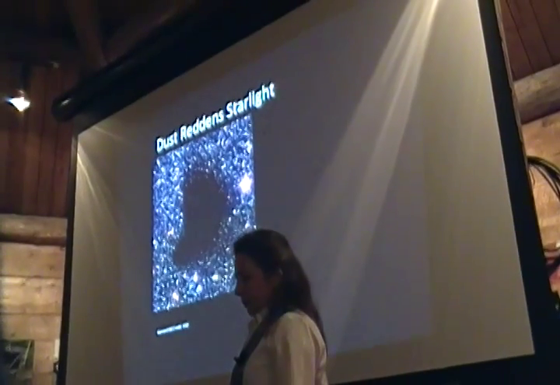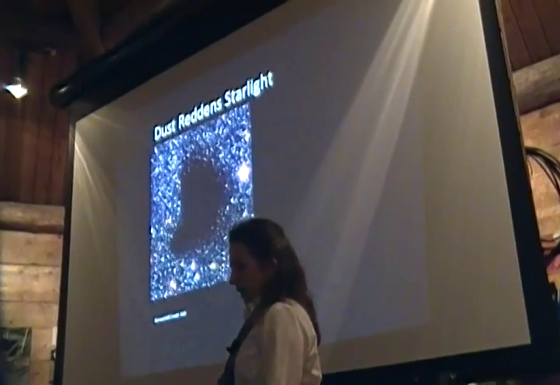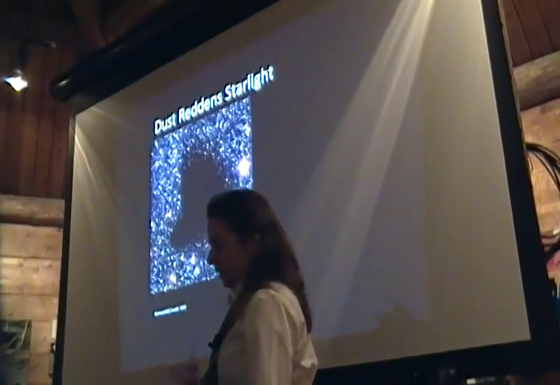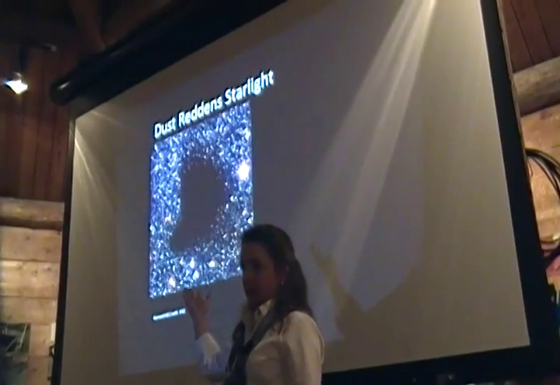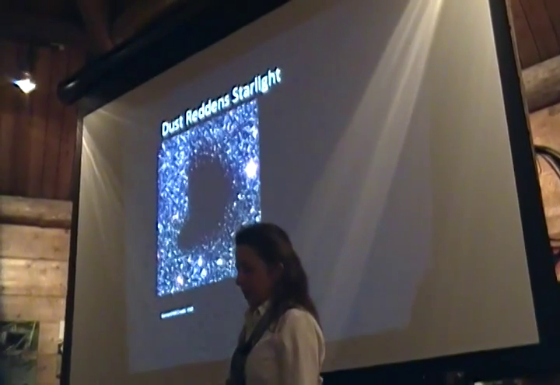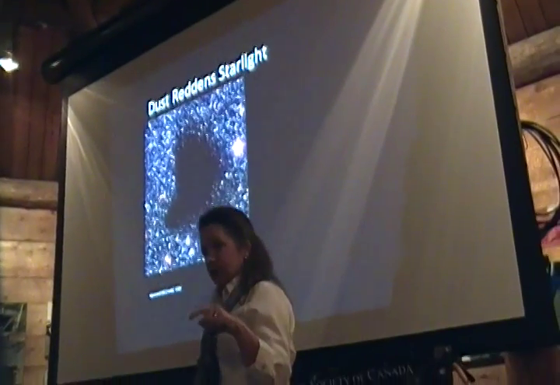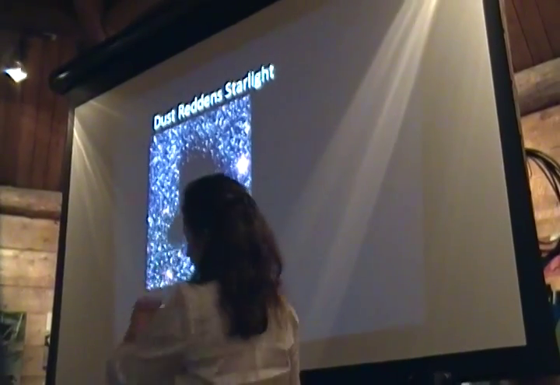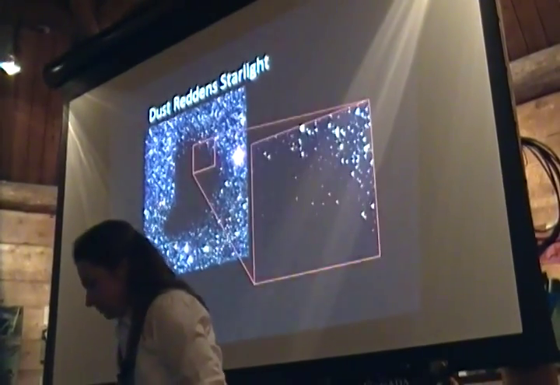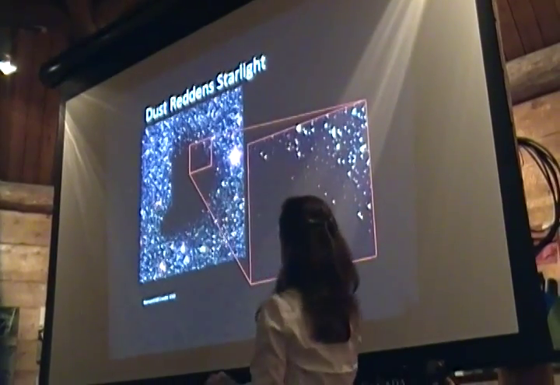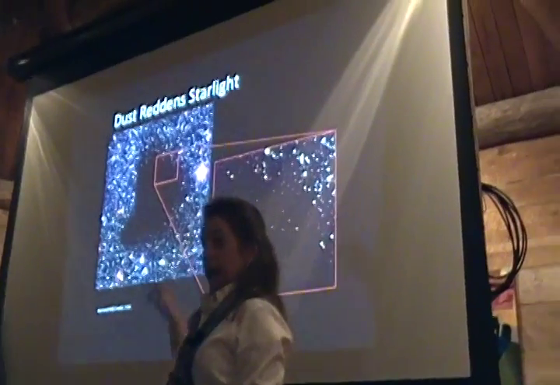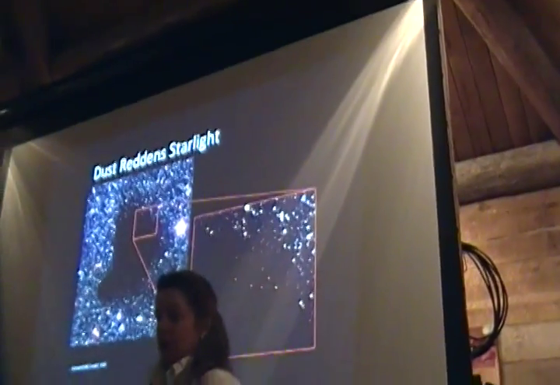So these are called Bok globules. And this is Barnard 68, one of my favorites. And you can tell right away that there is a lot of dust here blocking that starlight. But there's something else going on here. To really see what's going on, you have to look at the edges of the cloud. If you zoom in there, you'll see that a lot of these stars are red at the edge of the cloud.